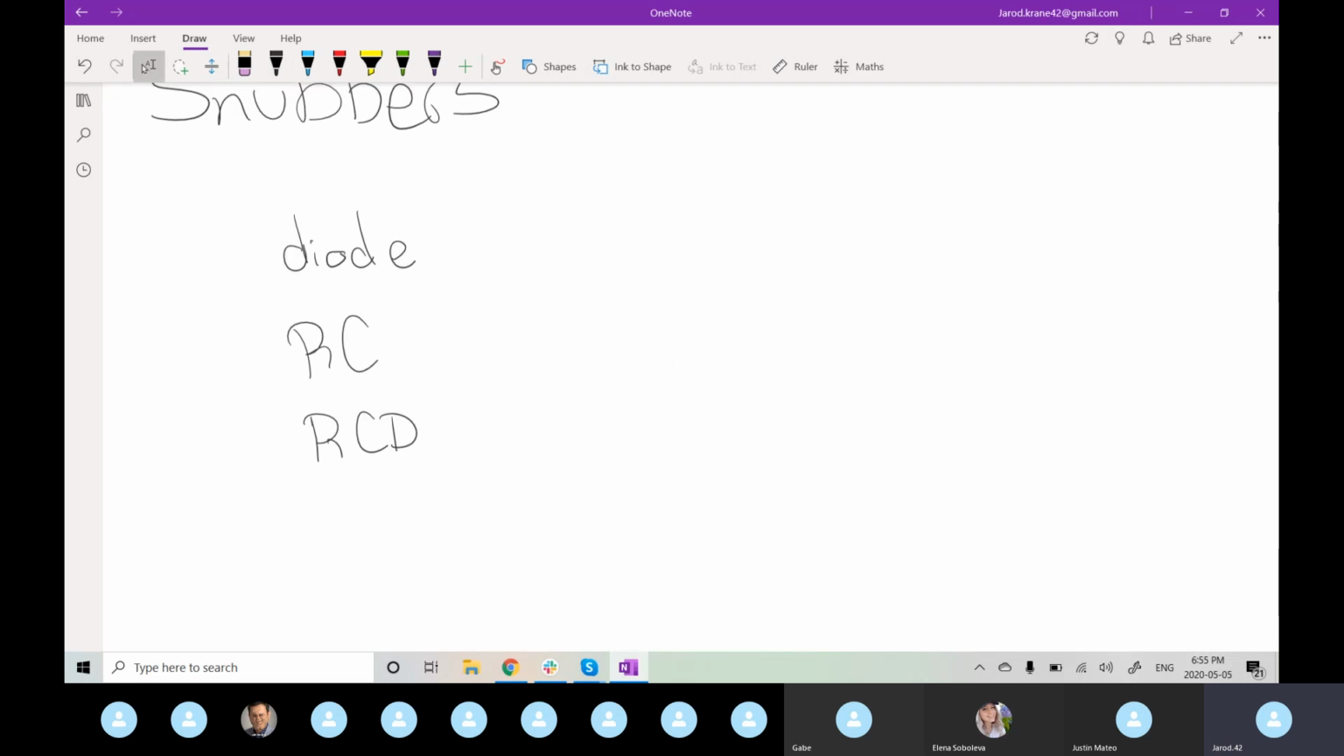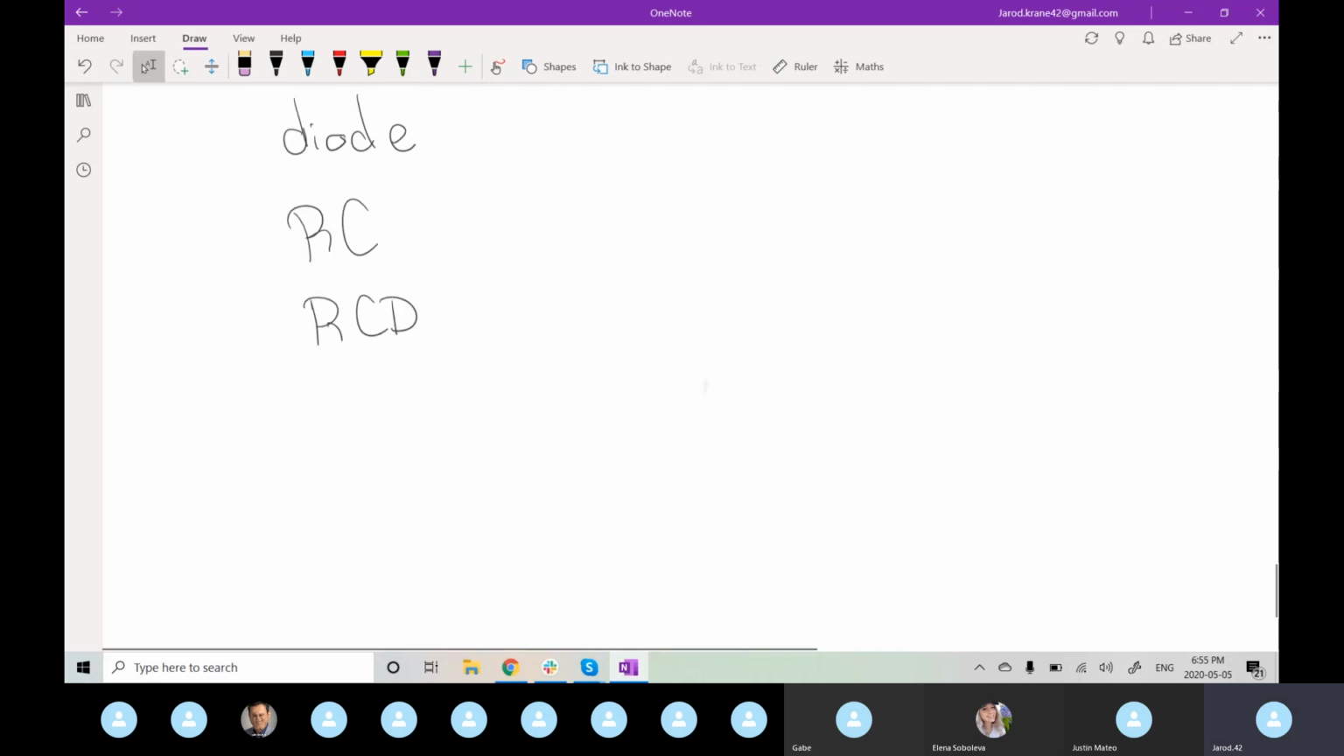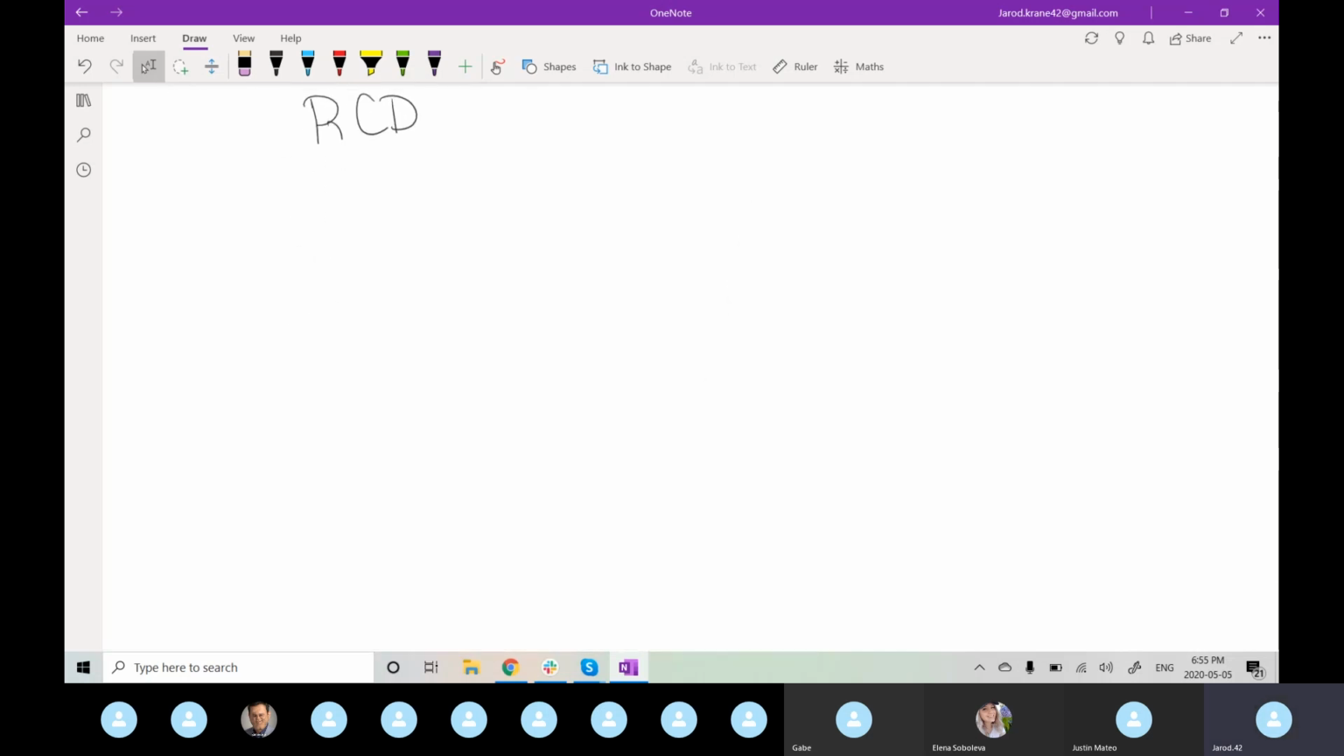And all a snubber does is it's typically placed in line with inductive loads, typically motors, relays, or any other high inductive systems. So starting with the diode snubber. And then this will, in a simple case.